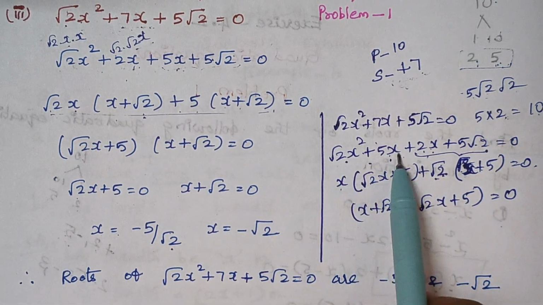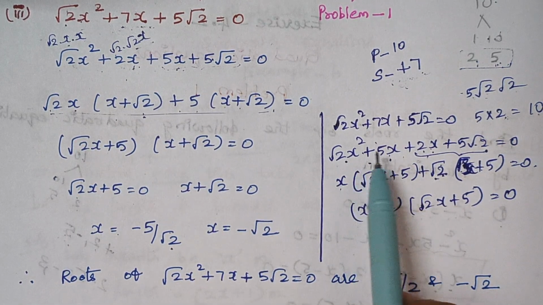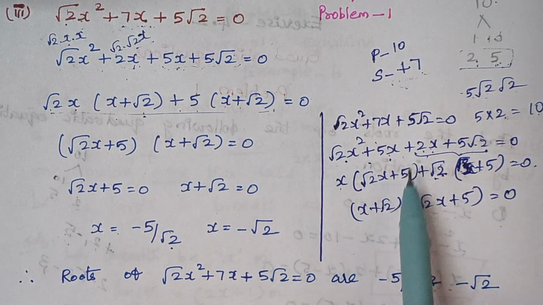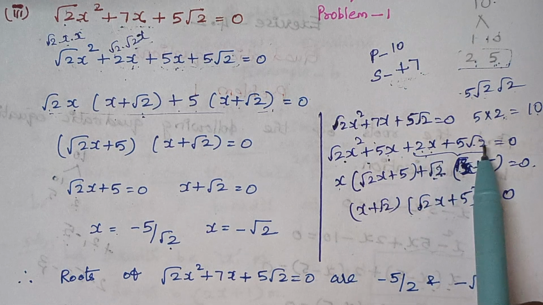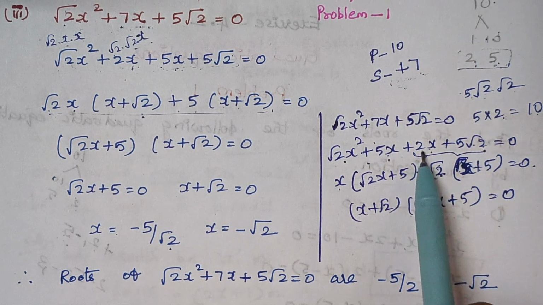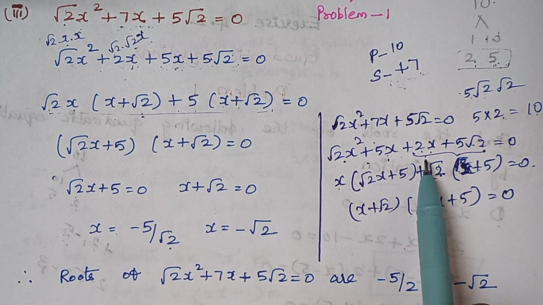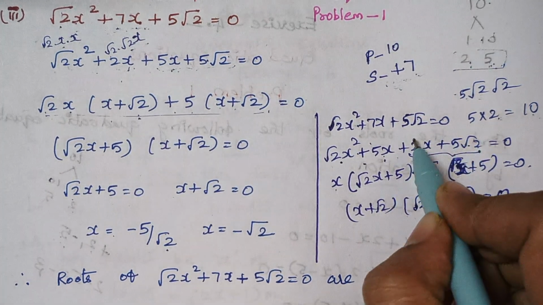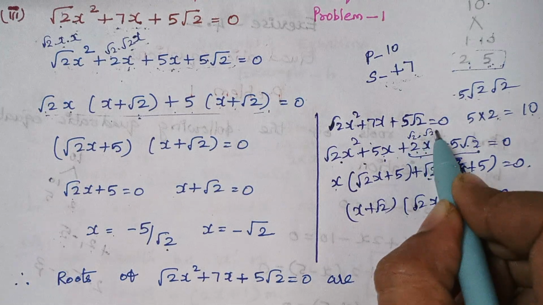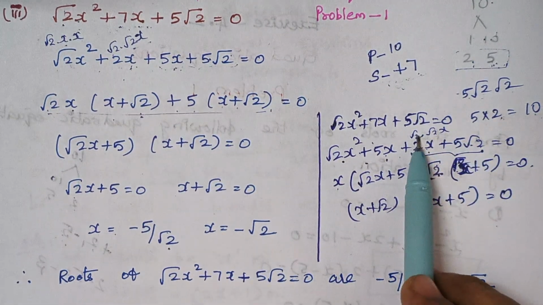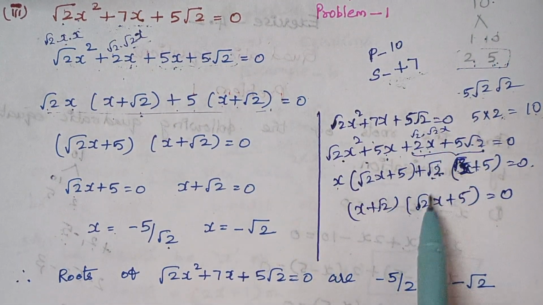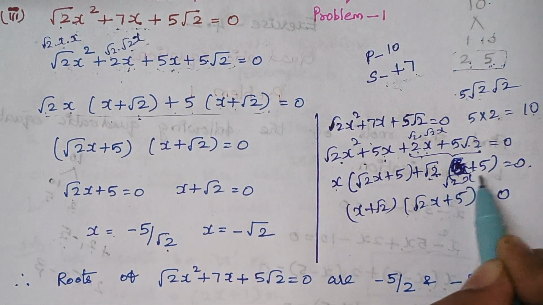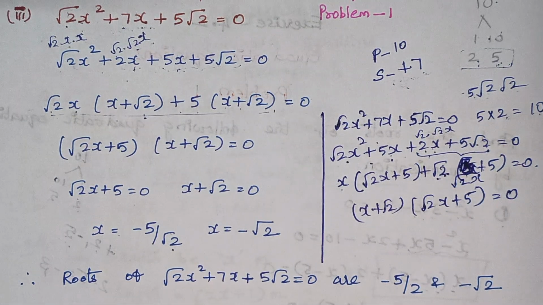So when you look at these two terms, x is common. When you take x outside, the remaining terms are root 2x plus 5. And in this case, you see here I have a root 2 and here I have a 2, so I can take root 2 outside. When I take root 2 outside, 2 can be written as root 2 into root 2x. So now root 2 is taken outside, and the remaining term is root 2x plus 5 equal to 0.